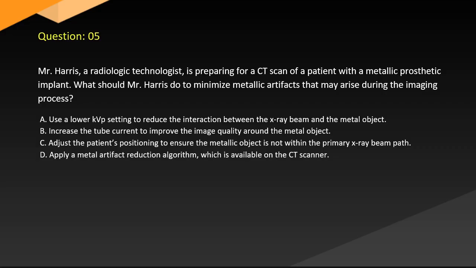B. Increase the tube current to improve the image quality around the metal object. C. Adjust the patient's positioning to ensure the metallic object is not within the primary X-ray beam path. D. Apply metal artifact reduction algorithm, which is available on the CT scanner.